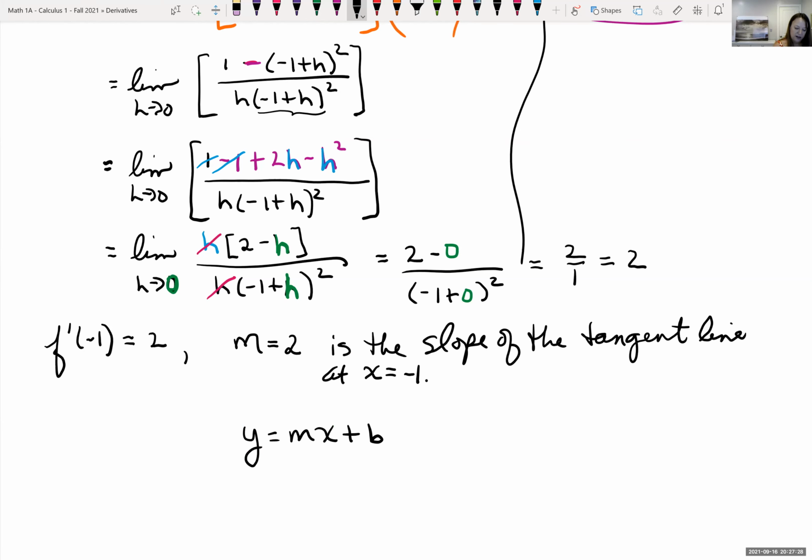So I have a point when x was -1. My y value was +1. We saw our slope was 2, times x, plus b. So I get 1 is equal to -2 plus b. Add 2 to both sides, we get b is equal to 3.